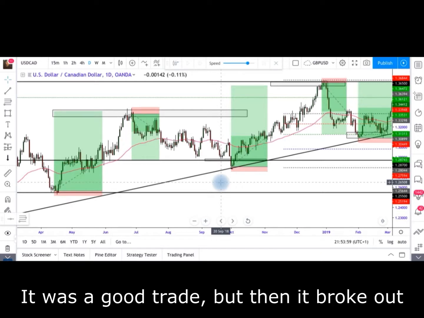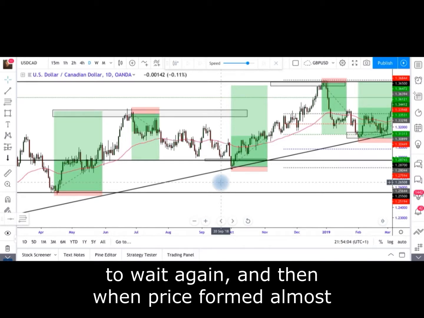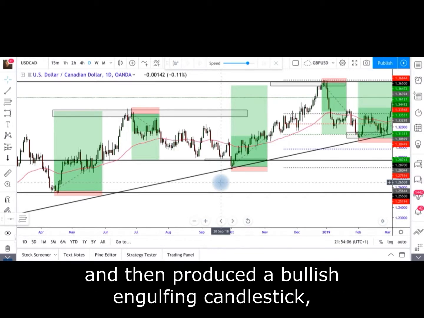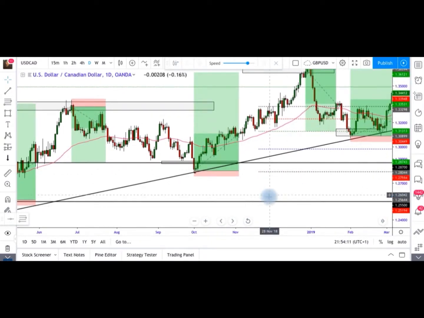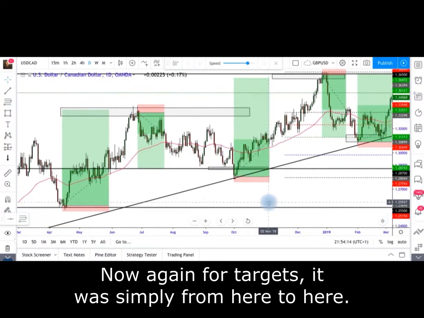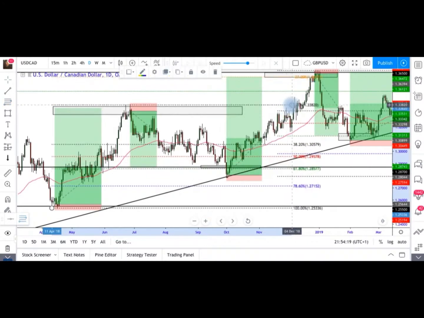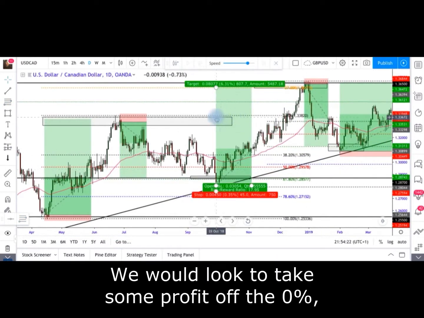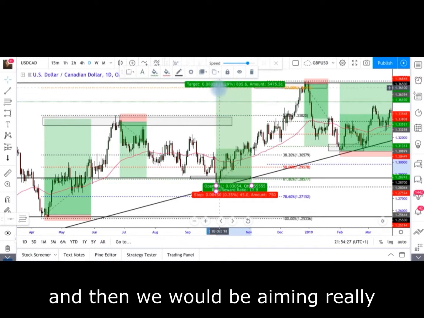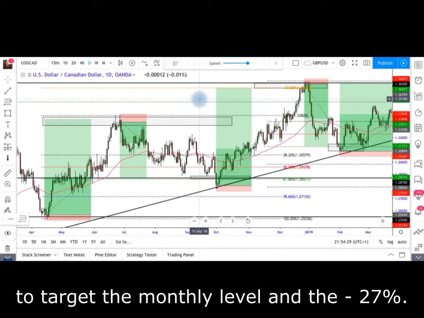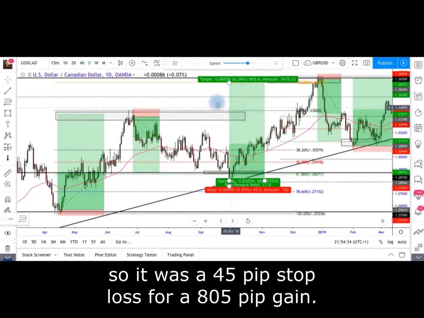It was a good trade, but then it broke out of that small hourly box range. So then we had to wait again, and then when price formed almost like a double bottom on the hourly and then produced a bullish engulfing candlestick, that was our entry for this particular trade. Now again, for targets, it was simply from here to here. We would look to take some profit off at the 0%, and then we'd be aiming really to target the monthly level on the minus 27%. So this particular trade was a 1 to nearly 18, so it was a 45 pip stop loss for an 805 pip gain.